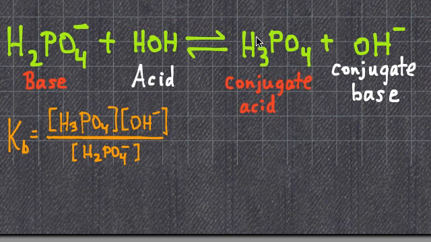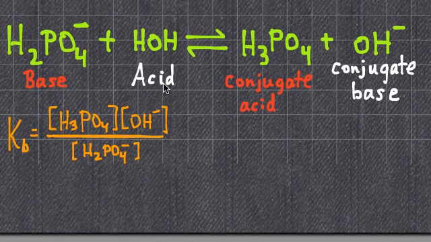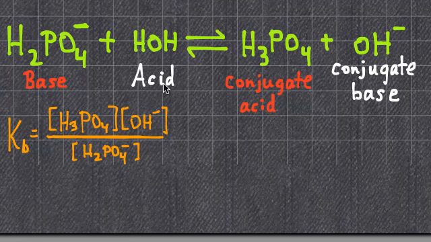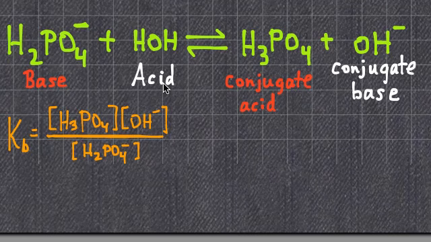We're talking about just adding or subtracting a hydrogen ion in each case. And if you gain a hydrogen, you're a base. If you lose a hydrogen ion, you're an acid.